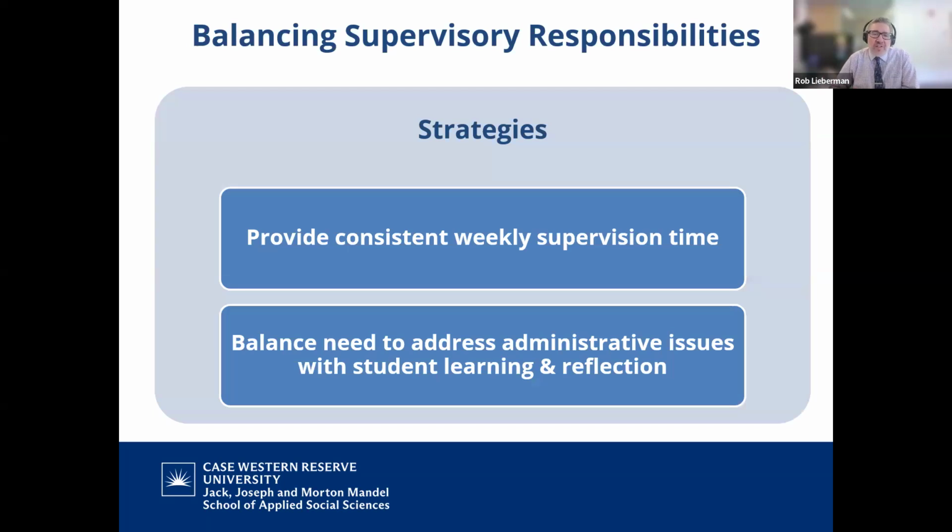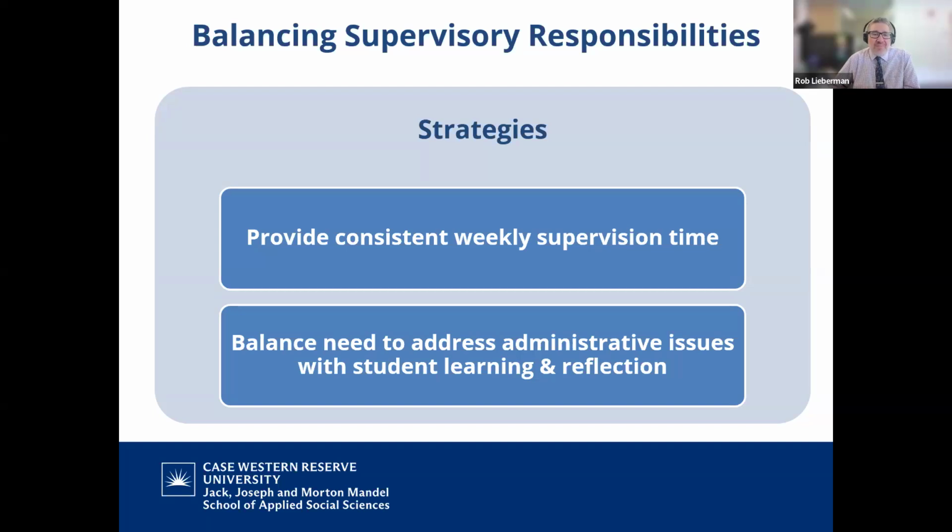And then balancing supervisory responsibilities. So we know there are different things that you have to get to in supervision. So again, making sure that you have that consistent weekly supervision time, and it's meant for going over different things, right? So we've talked about learning and reflection. We know there are also going to be times talking about administrative issues.